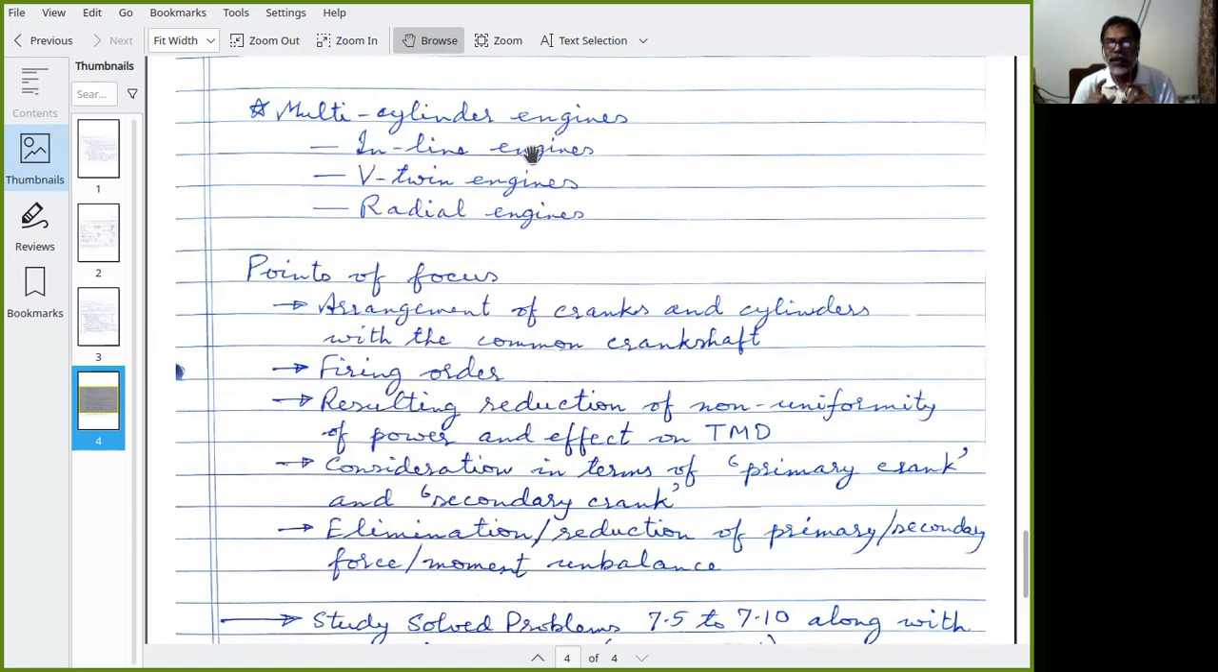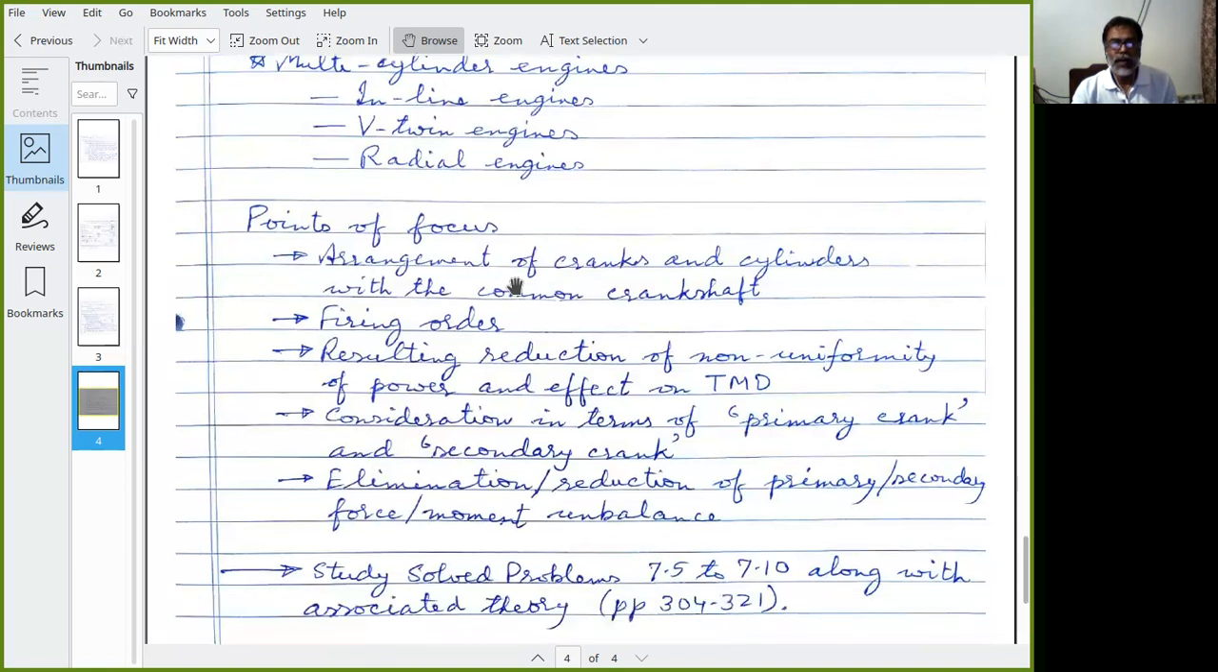In the case of V-twin and radial engines, it's a single plane. Okay? In a single plane, in different radial directions, you will have the cylinders and therefore the unbalance. So in all these multi-cylinder engines, these are the points on which one focuses when one studies, analyzes, or decides.